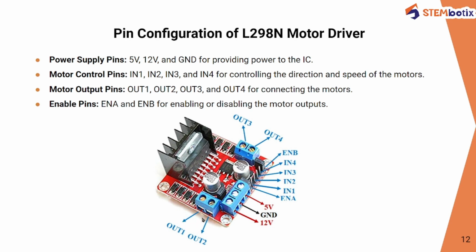After that, on both the edges of this module, we have the output pins, which are output 1, output 2, output 3, and output 4. These are used to connect the motors. So these are going to be connected to the motors. And also we have the enable pins, enable A and enable B. These are used for enabling or disabling the motor outputs.